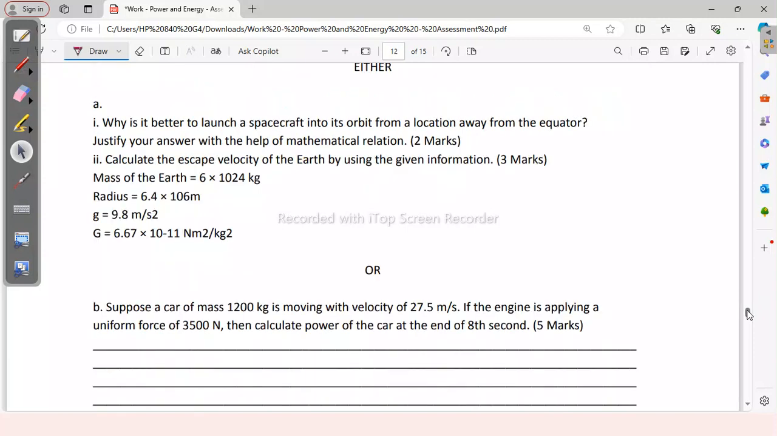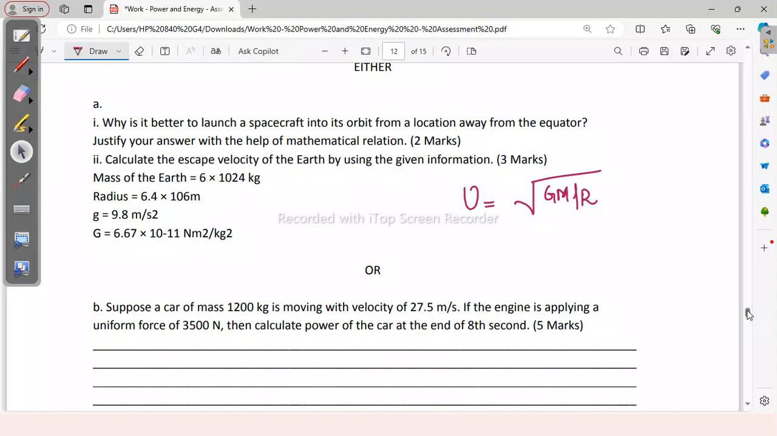Then why is it better to launch a spacecraft into its orbit from a location away from the equator? Why is it better? If you want to launch it, you have to provide it some escape velocity, right? And for escape velocity, the equation we have is GM over r.